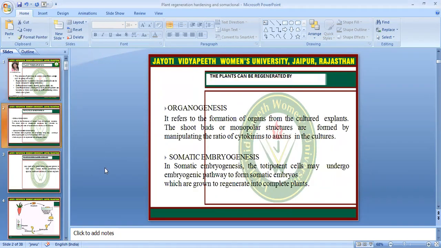Plants can be regenerated by the organogenesis process and the somatic embryogenesis process. What is the organogenesis process? It refers to the formation of organs from the cultured explant, and the shoot buds or monopolar structures are formed by manipulating the ratio of cytokinins to auxins in the culture. In somatic embryogenesis, the totipotent cell may undergo an embryonic pathway to form somatic embryos. They will first form the somatic embryo, which is grown to regenerate into complete plants.